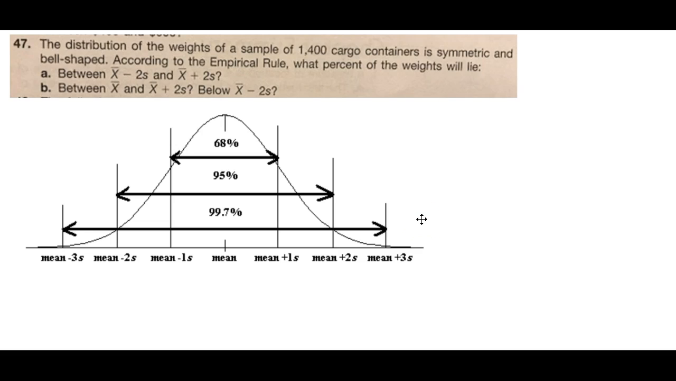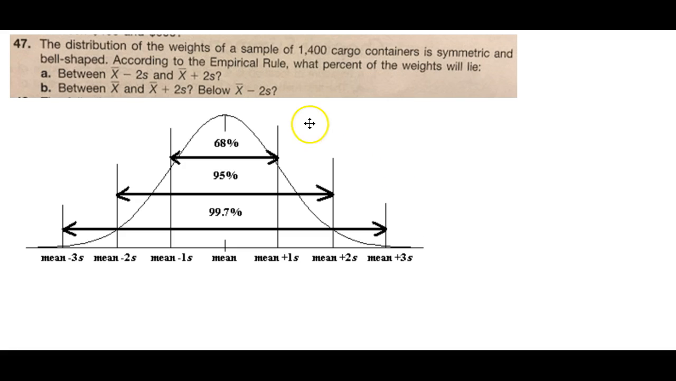Right, let's take a look at problem number 47 on page 87 of the textbook. This is an example that deals with the empirical rule. Now remember that the empirical rule deals with frequency distributions that are symmetric, that means they're the same on both sides, and they are bell-shaped.